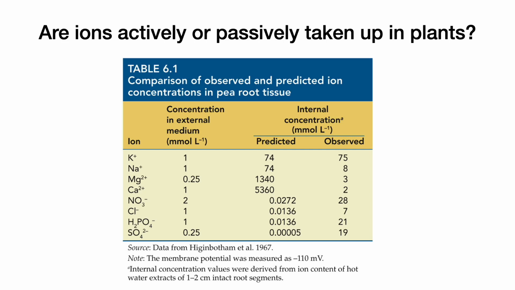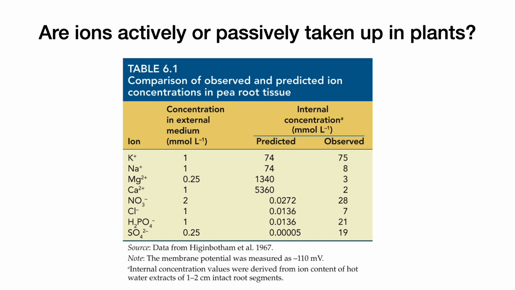By looking at potassium with an external concentration of 1 millimolar, it was predicted by the Nernst equation that it should have a concentration of 74 millimolar inside the cell. And in fact, they observed 75 millimolar. Now, you could argue this is slightly more, but in reality, this is probably not significantly different, and therefore potassium appeared to be at equilibrium.